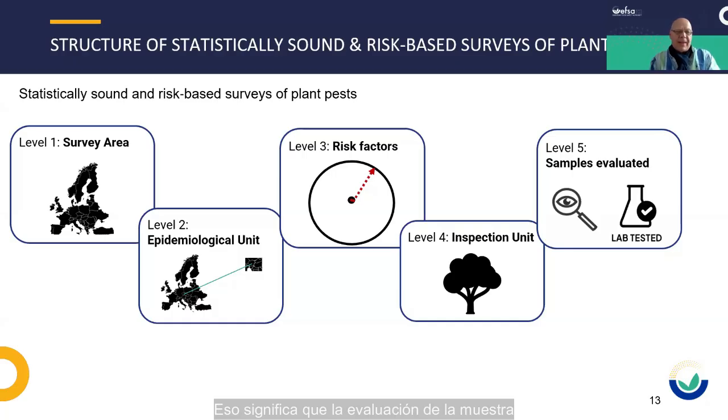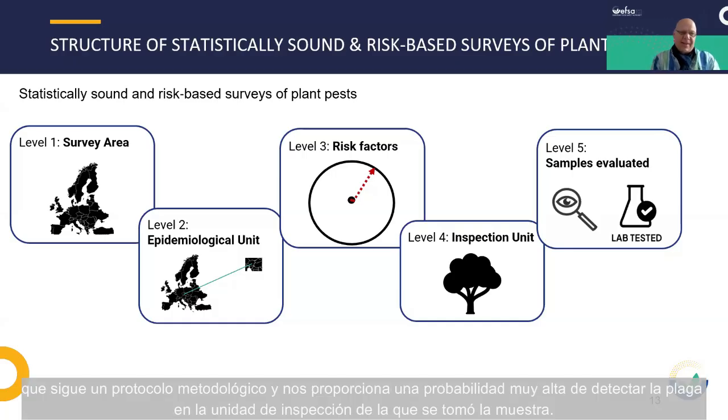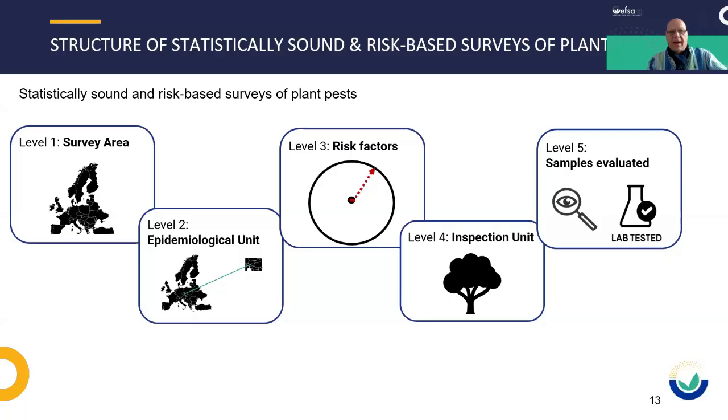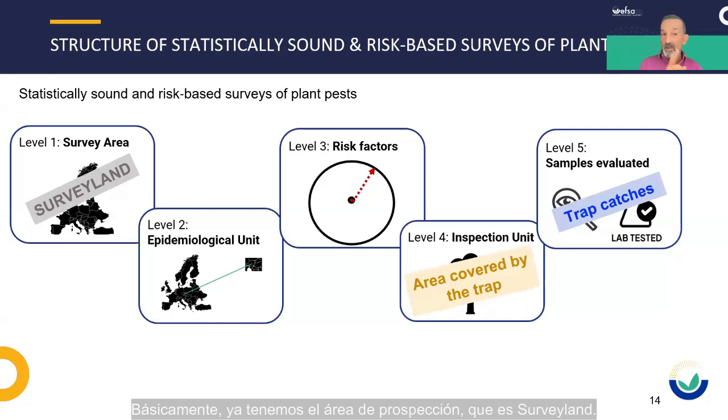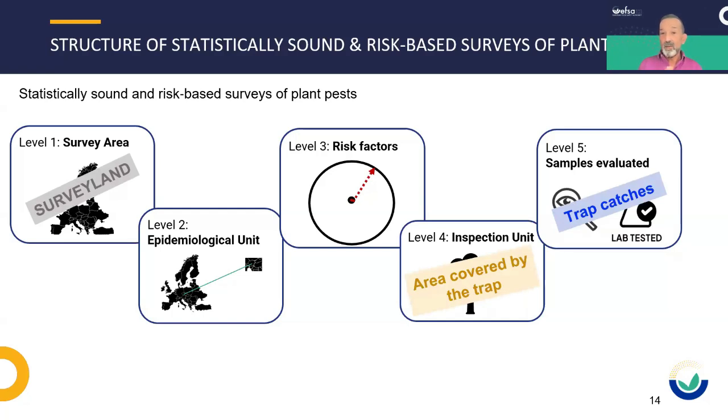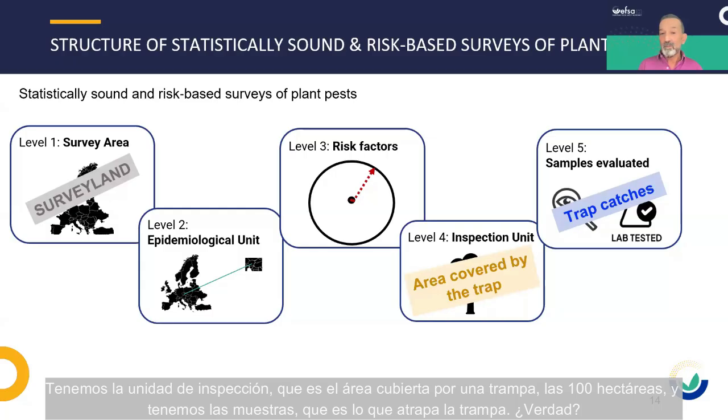So that means the sample evaluation follows a method protocol that provides us with a hopefully high probability to detect the pest in the inspection unit from which the sample was taken. Good. So basically, we already have the survey area, which is Surveyland. We have the inspection unit, which is the area covered by a trap, so this 100 hectares. Plus we have the samples, which are the trap catches, right?